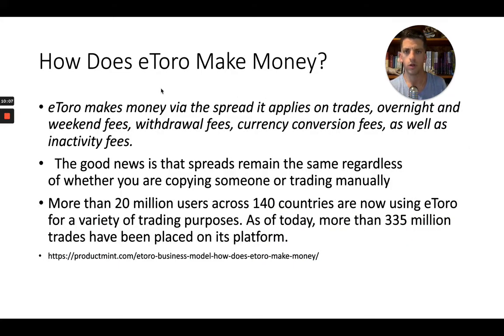Okay, so you think, okay, well, how does eToro make money then? If you're getting paid by eToro, and I'm not paying you, and I'm not paying brokerage on eToro, how do they make money? Good question. You will get your head around it. It's really not that hard. So again, bit of copy paste here, but eToro makes money via the spread it applies on trades. It also charges overnight, weekend fees, and withdrawal fees, and currency conversion fees, as well as inactivity fees.